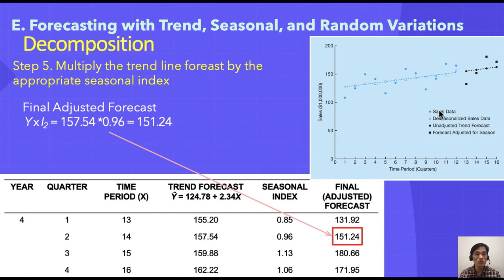So this is how you can do forecasting with trend, seasonal, and random variation. It's a little bit more complicated, but it produces a more accurate forecast for you. And this is the decomposition method.